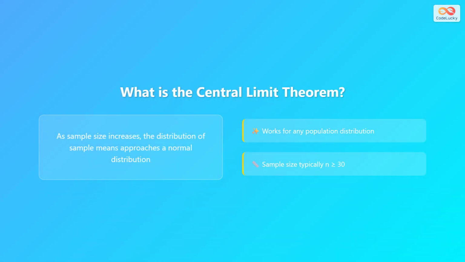So, what exactly is the Central Limit Theorem? In simple terms, as the sample size increases, the distribution of sample means approaches a normal distribution. This holds true regardless of the shape of the original population distribution. A sample size, typically of 30 or more, is generally considered sufficient for the Central Limit Theorem to apply.